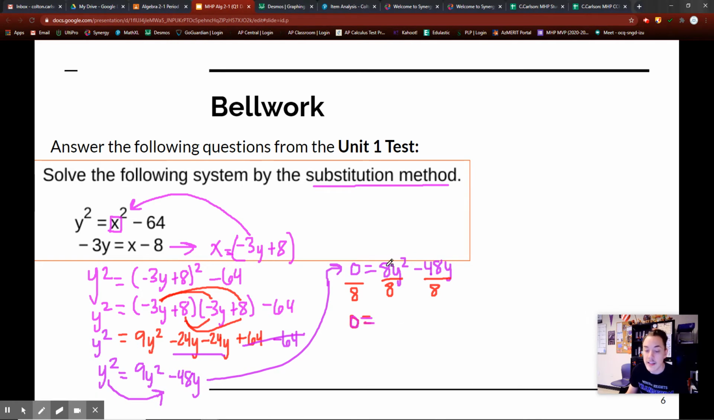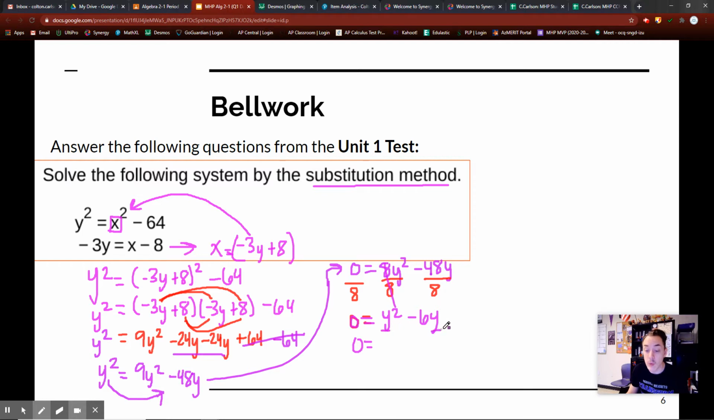I'll make it in purple. This goes poofy, and so it still becomes y squared. And then negative 48 divided by 8 is actually negative 6, so negative 6y. Sweet. So now I can actually continue.